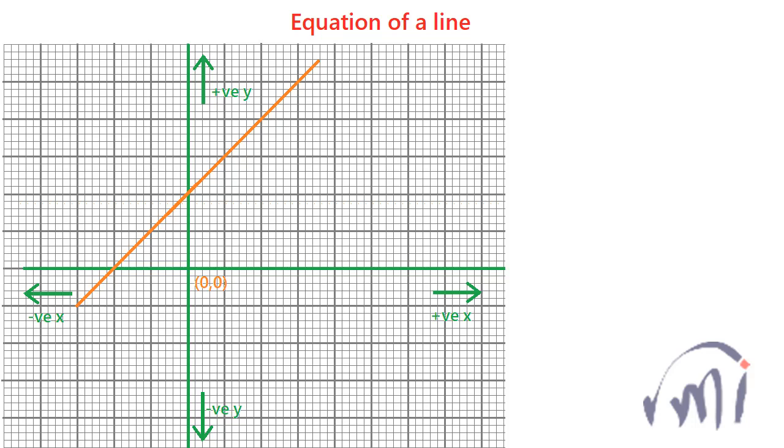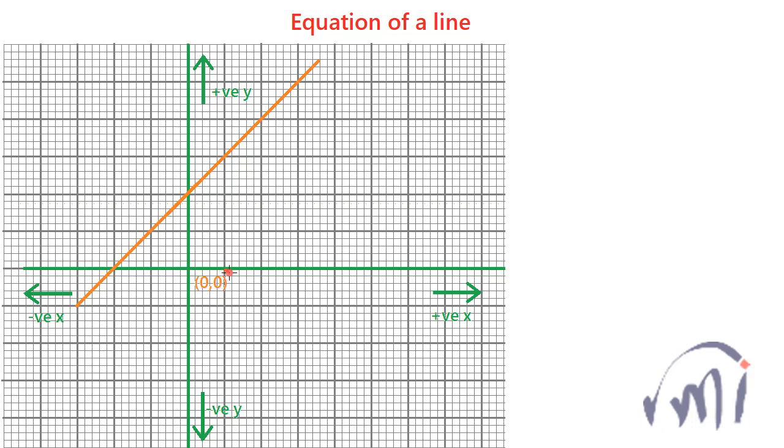Hi, so in this video we are going to learn about the equation of a line. As you can see in green color I have drawn the coordinates. The horizontal one is the x coordinate and the vertical one is the y coordinate, and the point where they intersect is called the origin, and we mark it as 0 0.